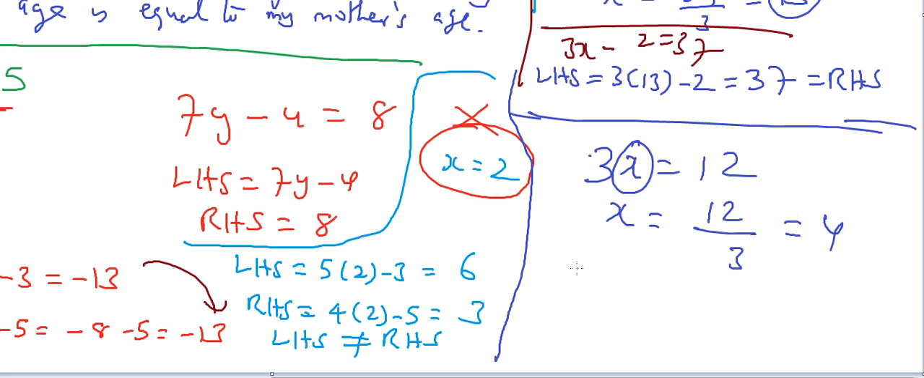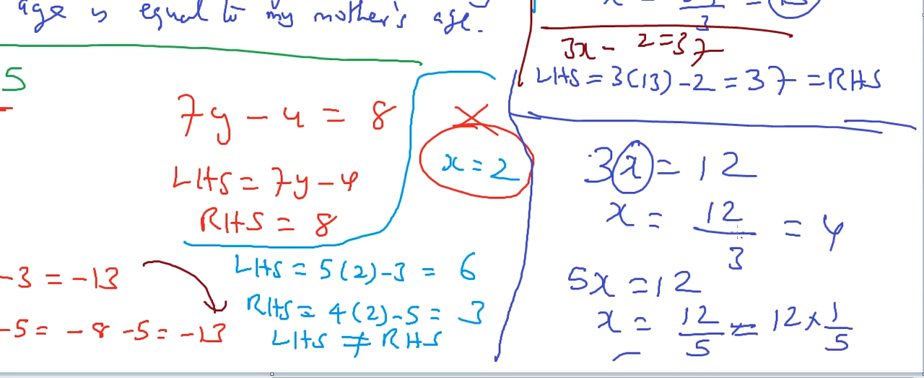Suppose it's 5x is equal to 12, then x is equal to 12 by 5. Or we can say 12 by 5 or 12 into 1 by 5. So you multiply by the reciprocal of the other part, or divide by that part. Both are the same, because dividing by 5 is the same as multiplying by 1 by 5.